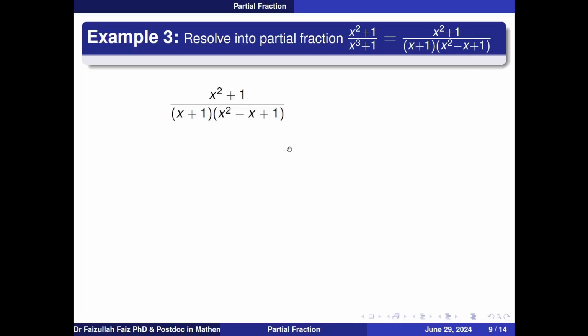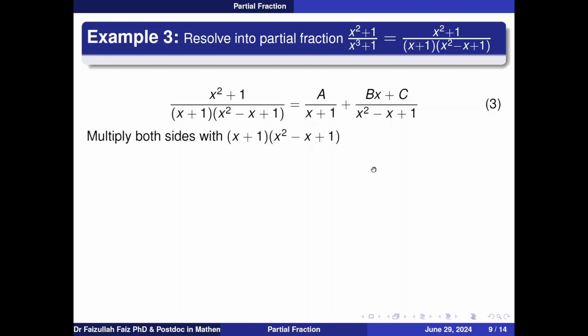We can see the first factor is linear, and therefore we use case number 1 for the first term, and we write a over the first factor. The second factor is quadratic and we cannot factorize it. So here we use case number 3. According to that case, we write bx plus c divided by the second factor. And now we need to obtain the values of a, b and c.